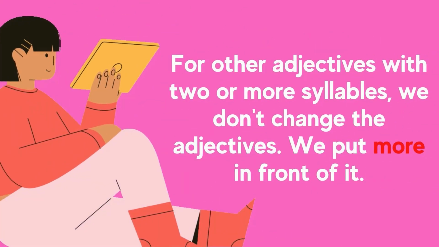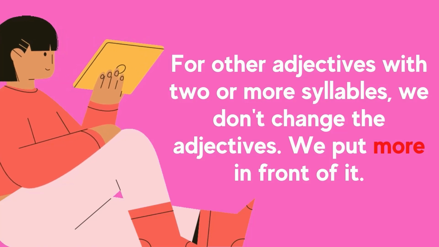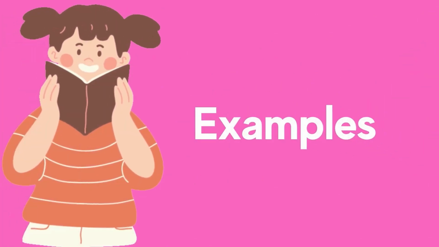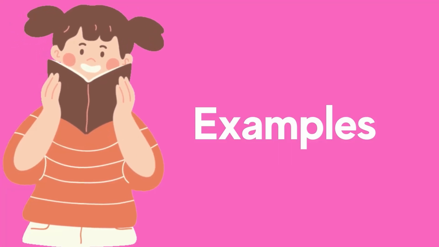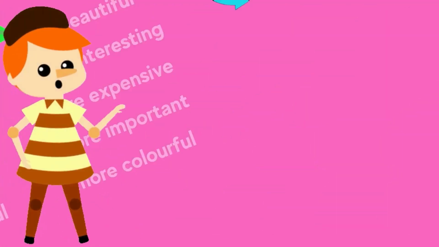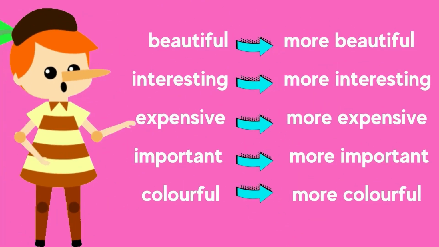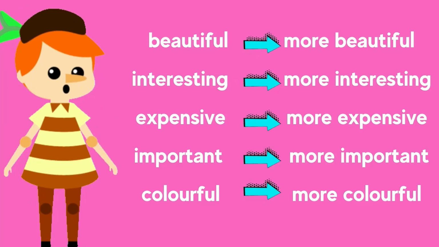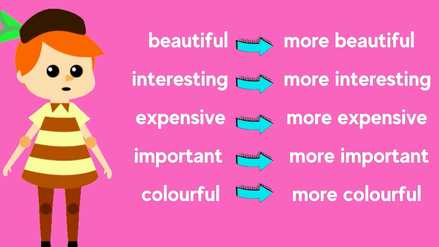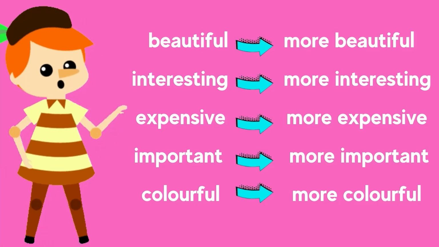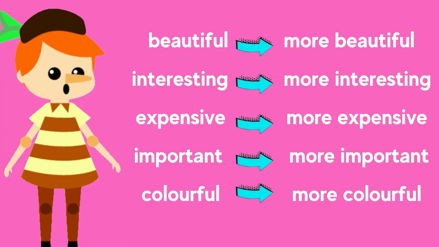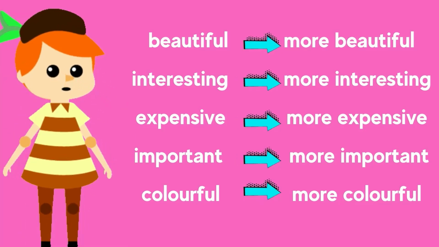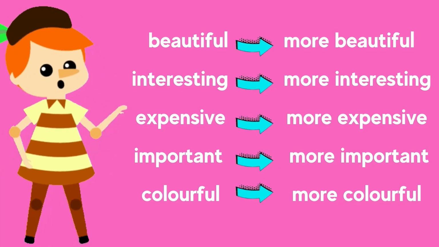For other adjectives with two or more syllables, we don't change the adjectives. We put more in front of it. For examples, beautiful, more beautiful, interesting, more interesting, expensive, more expensive, important, more important, colorful, more colorful. As you can see, all of these adjectives are three syllables adjectives, so we just add more in front of the adjectives.